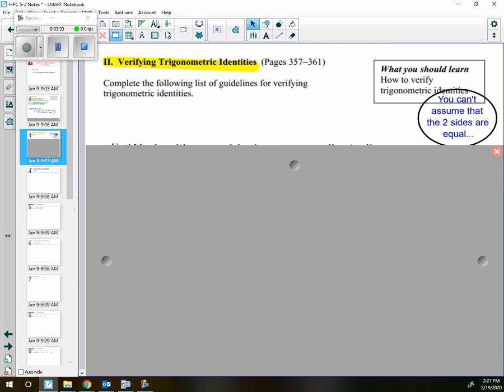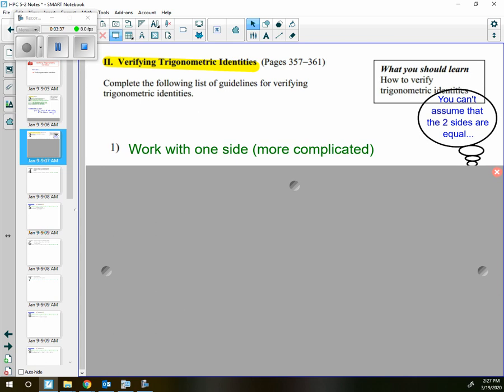So no operations from one side to the other when we're verifying. But here are some things that we can do. We can work with one side, the more complicated one usually, right? So if one side's like 7, there's not much to do over there, right? We're going to work with the more complicated side, trying to make it match the other one.